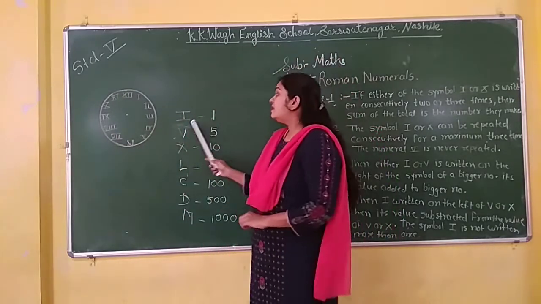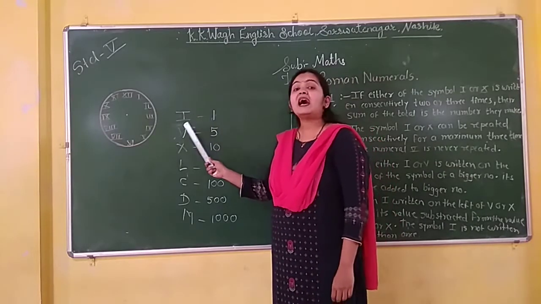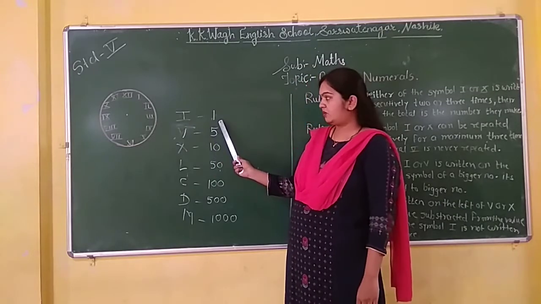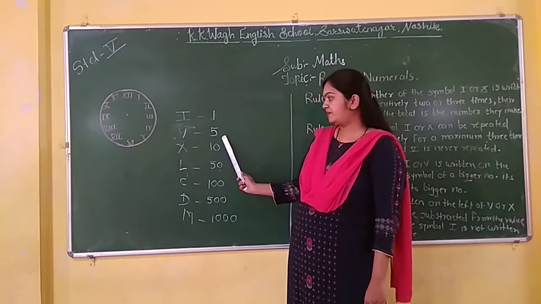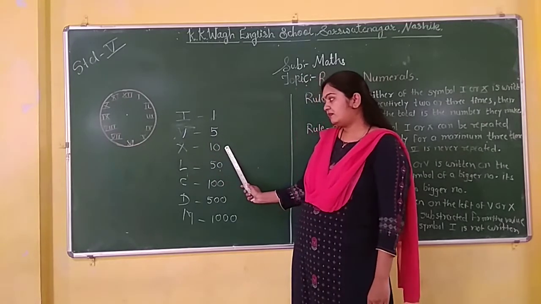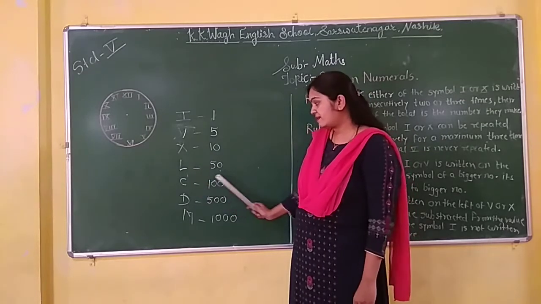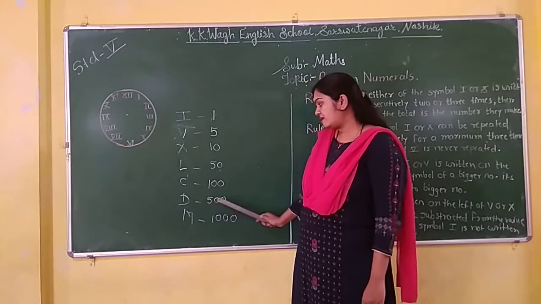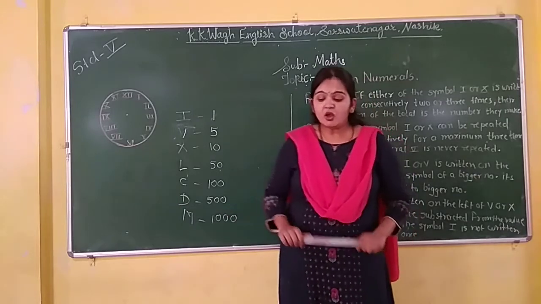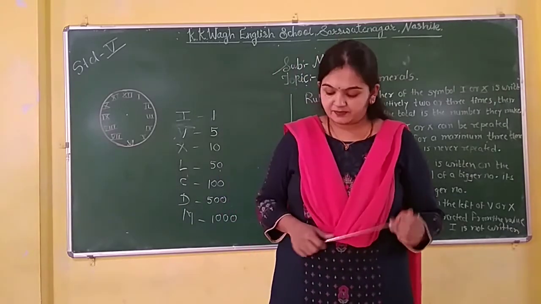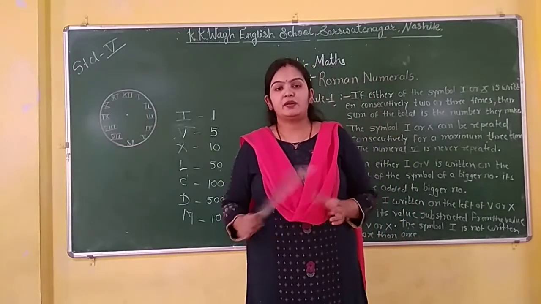The value of I is 1, the symbol I denotes the number 1. After that, the symbol V denotes the number 5. Symbol X denotes the number 10. Symbol L, the value of L is 50. The value of C is 100. The value of D is 500 and the value of M is 1000. Children, you have to remember these values in your mind, so you can write the whole Roman numerals.